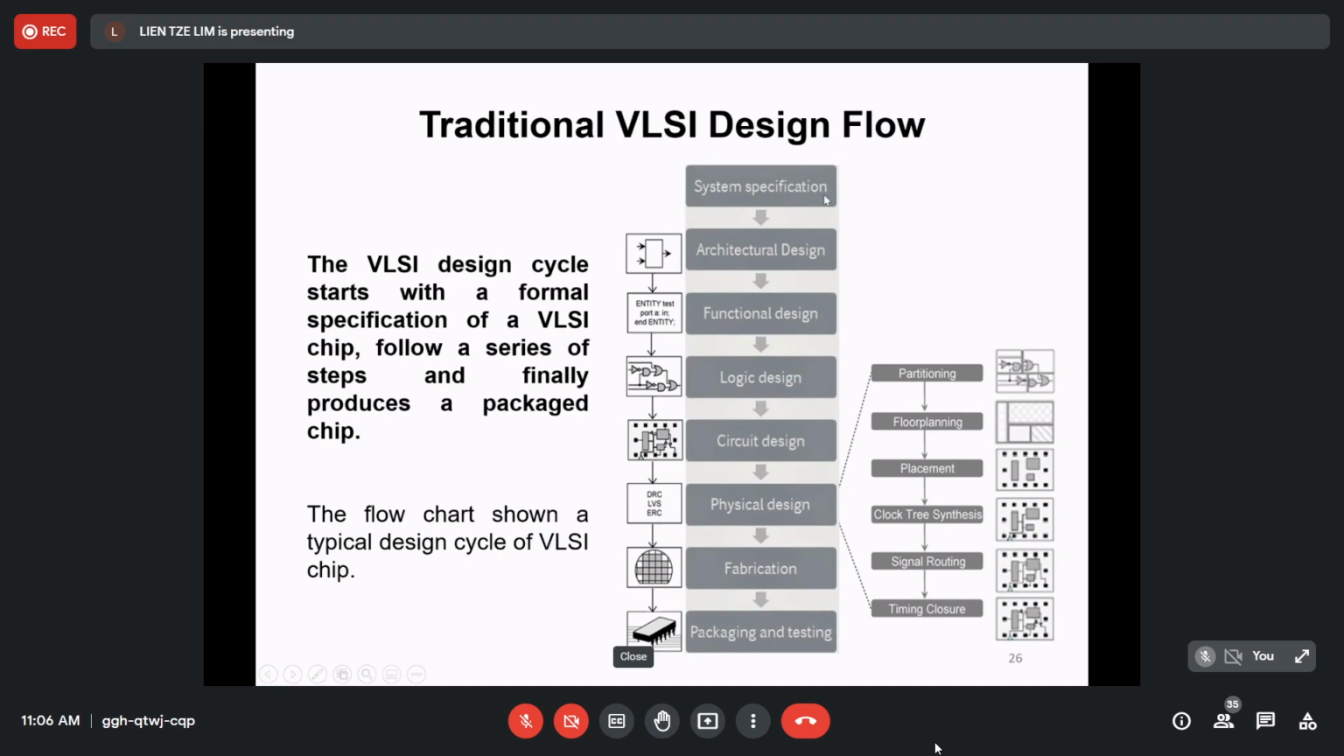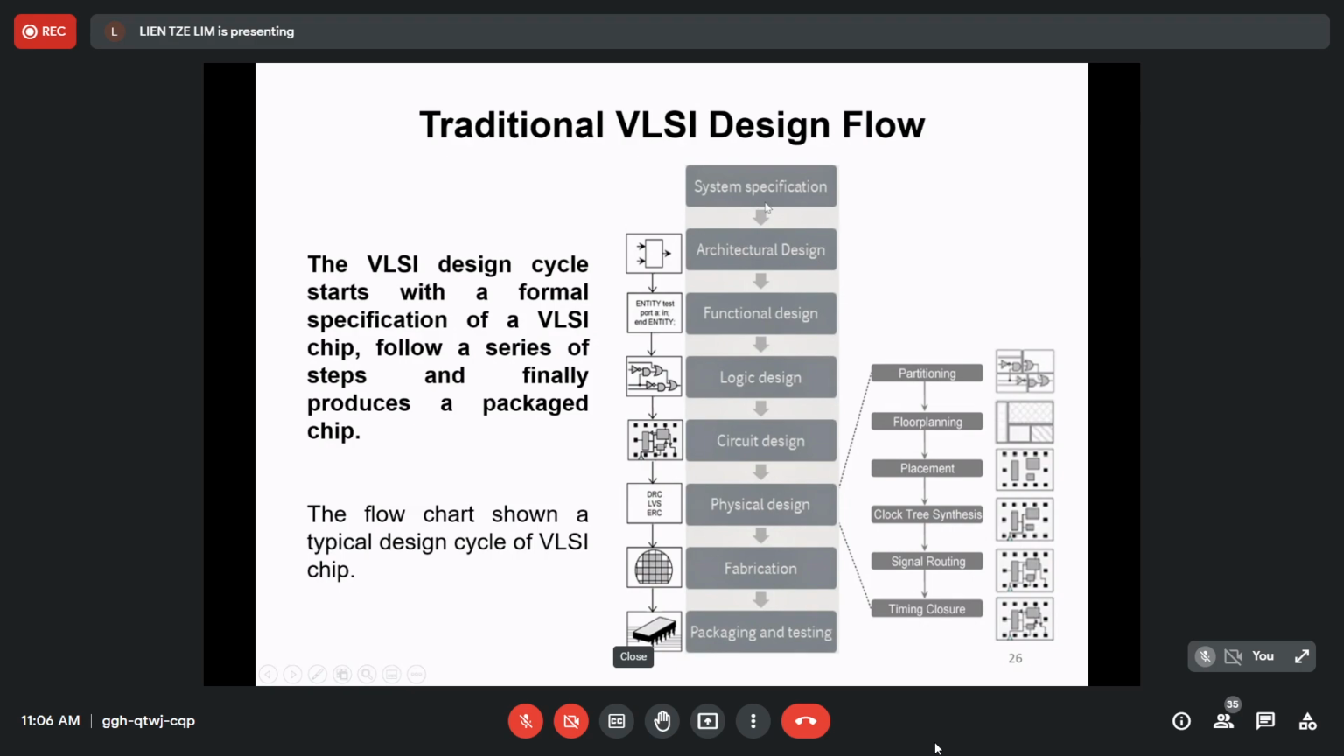There are 8 steps here in this design cycle: system specifications, architectural design, functional design, logic design, circuit design, physical design, fabrication, packaging and testing. So what is meant by all this design before fabrication? I will mention each one today.